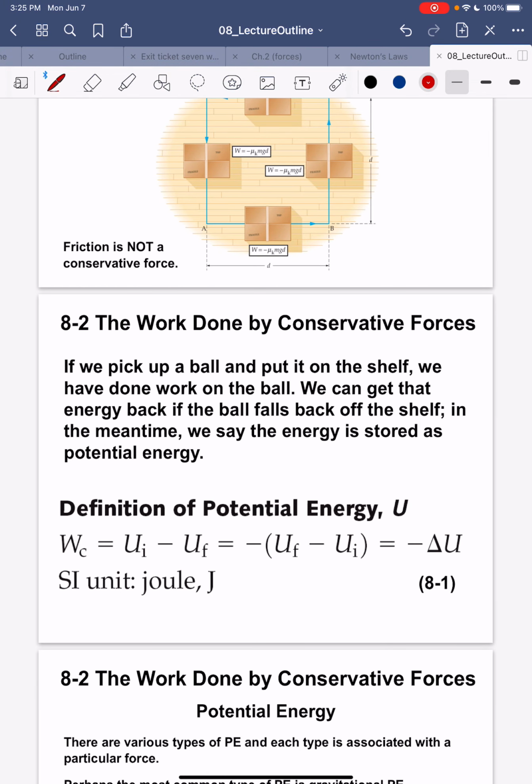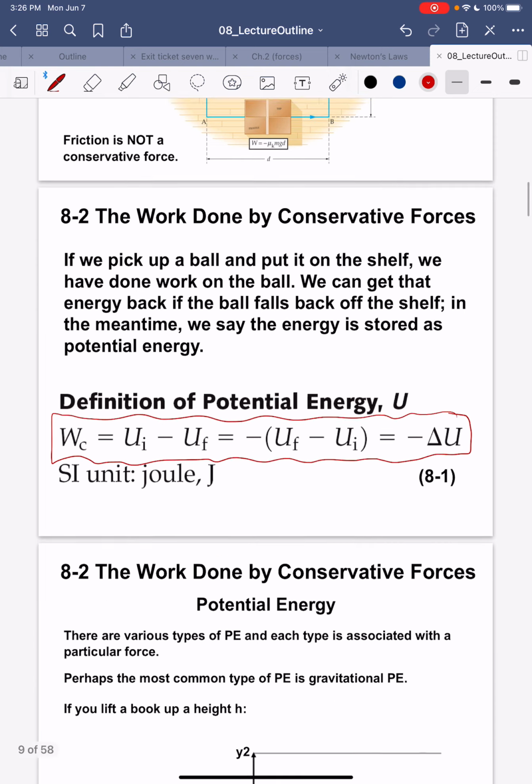If I have a conservative force, it will have a potential energy function, and the work done by a conservative force is equal to the negative change of the potential energy function. This is true in general for all conservative forces. We know that work has units of joules, and U also has units of joules.